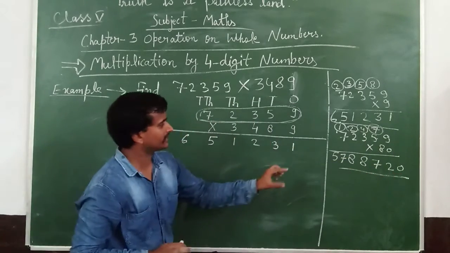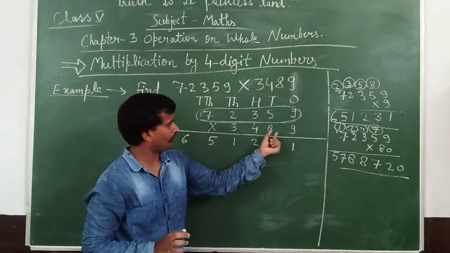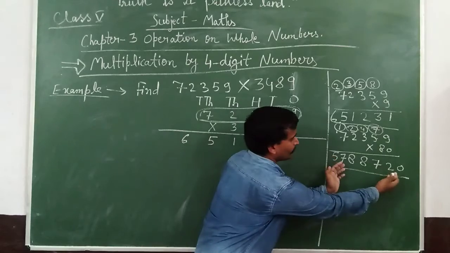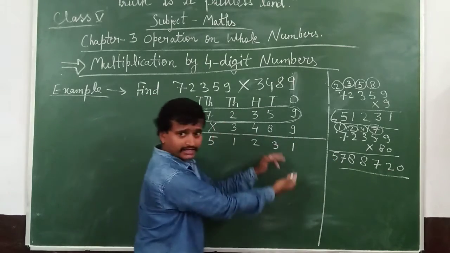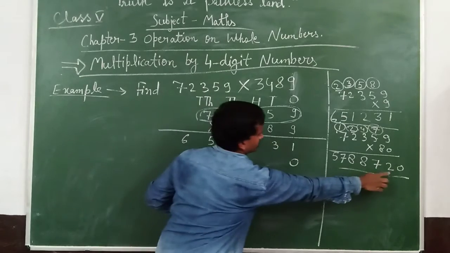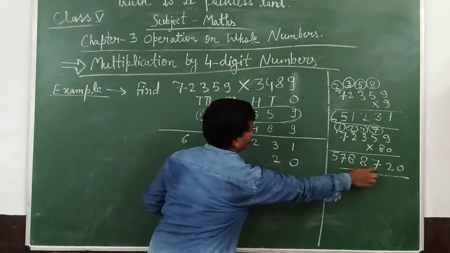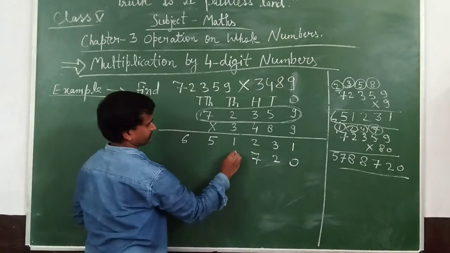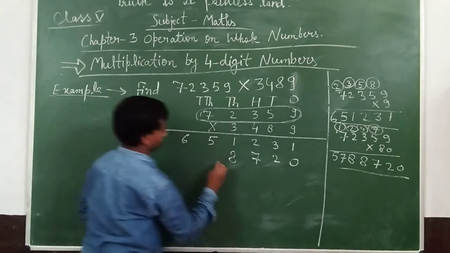So on multiplication by the place value of 8, the place value of 8 is 80. We get this. And now write down this under this. First ones, tens, hundreds, thousands place.